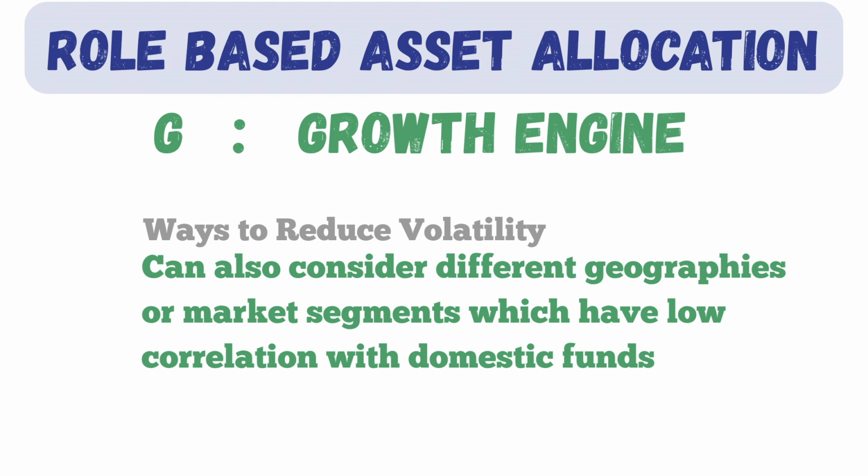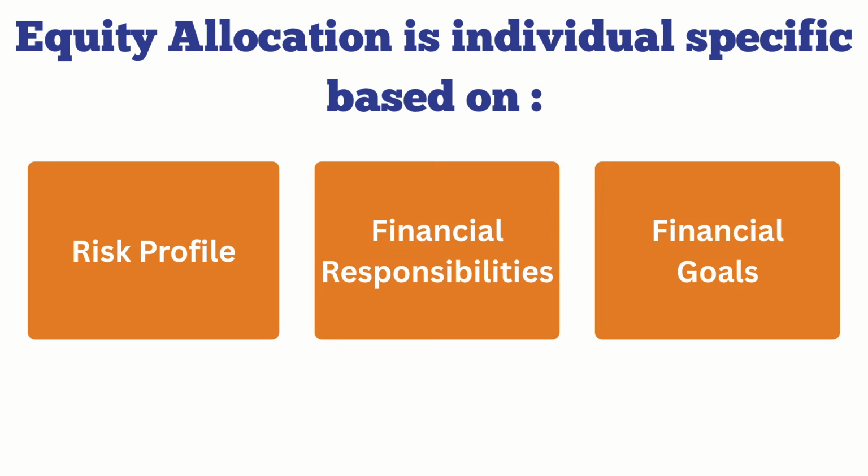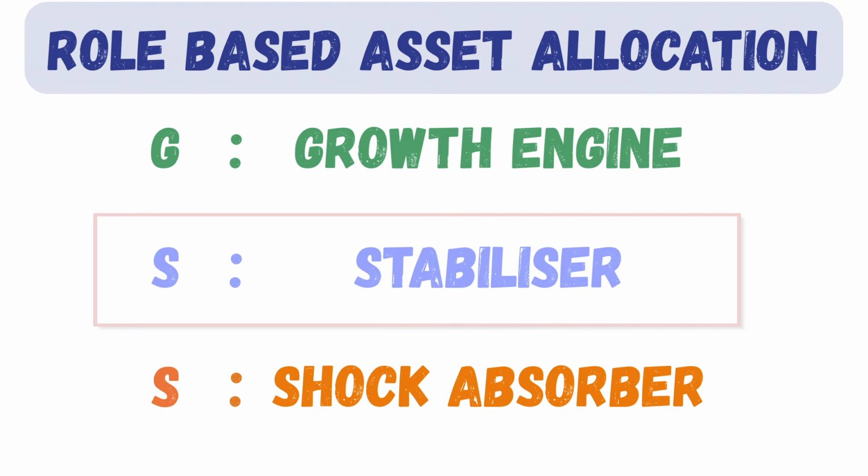The principle is if you want diversification within growth assets, you can also consider different geographies or market segments, not just different fund names in the same geography. But please keep in mind that equity allocation should be based on every individual's unique risk profile, financial responsibilities, and their goals. Coming to the stabilizer bucket.